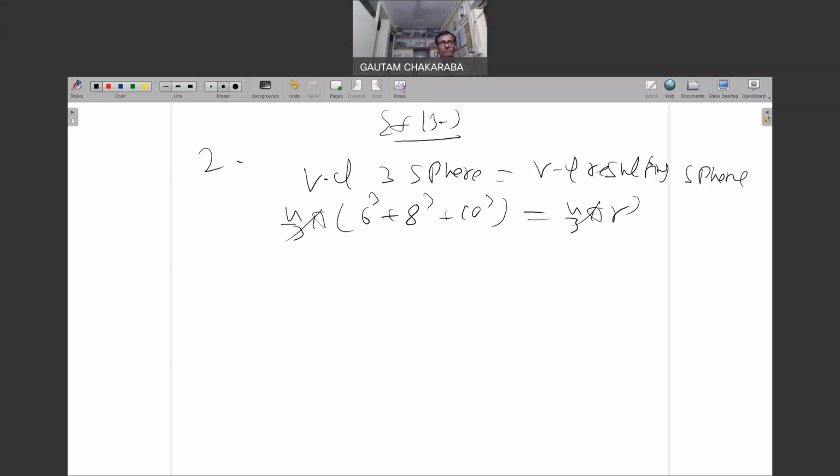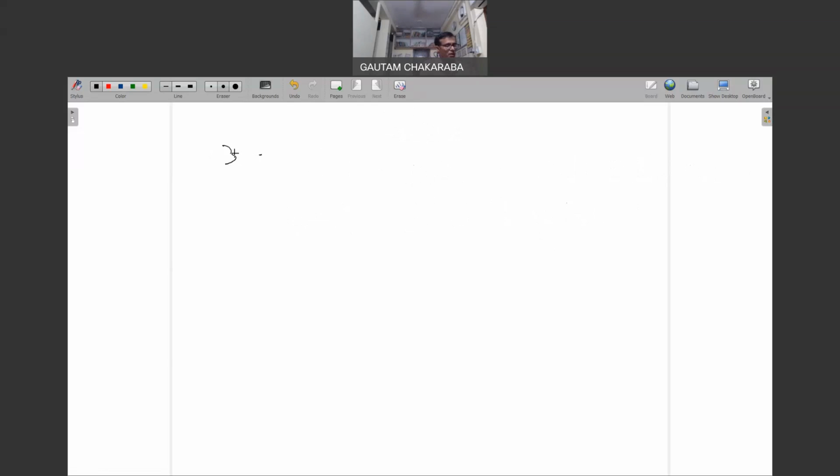Now next question 3. A 20-meter deep well with diameter 7 meter is dug and the earth from digging is evenly spread out to form a platform 22 meter by 14 meter. Find the height of the platform. This is the well, and here made a platform.